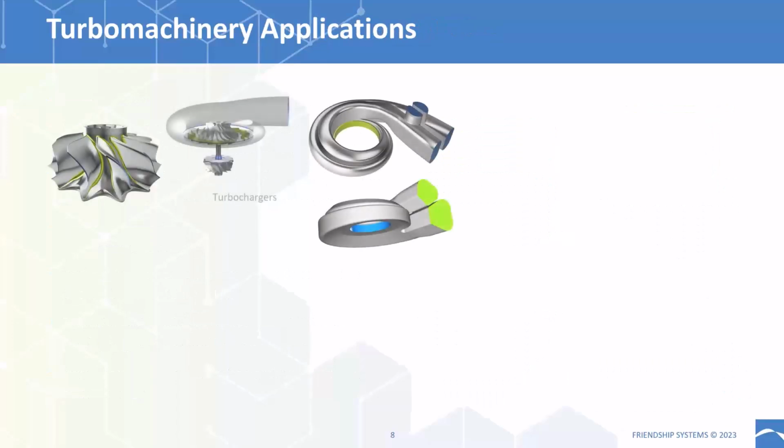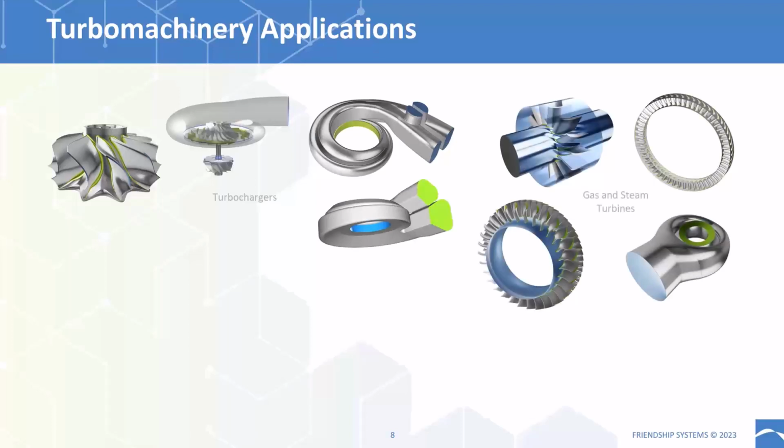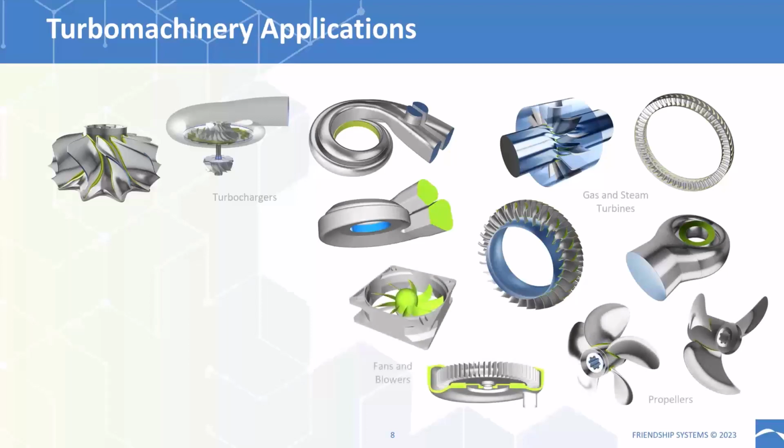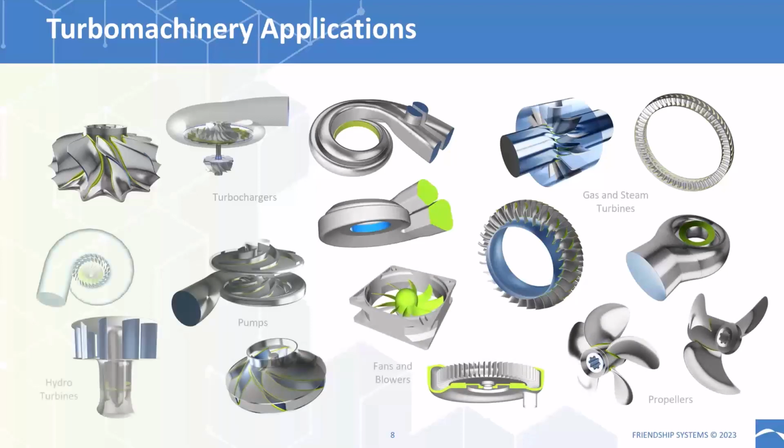So here, as I mentioned, we cover all kinds of geometries and models, and here you can see a couple of example applications in the turbomachinery field, like turbochargers, bladed geometries, but also volute casings, gas or steam turbines, propellers, fans and blowers, pumps, as well as hydro turbines.